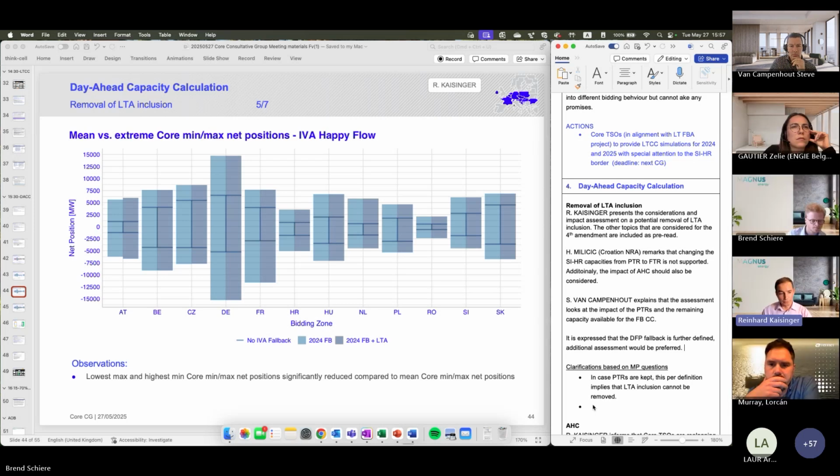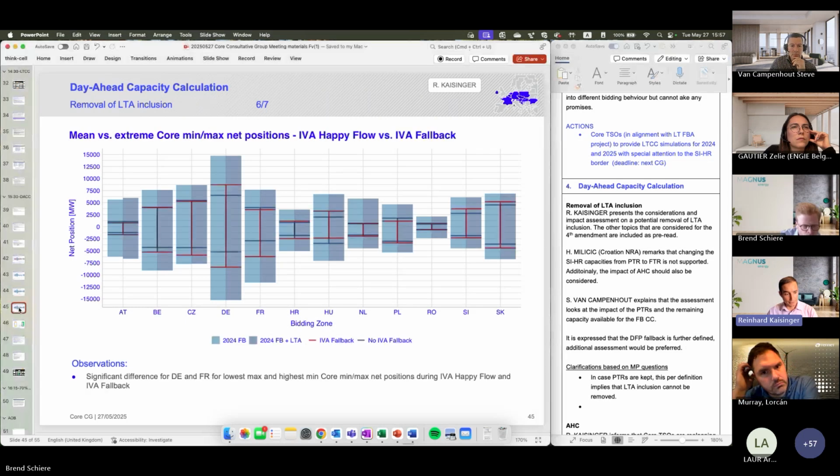Okay, and if we then move to the next slide, we add another layer to this. And now those red whiskers give us the highest min and the lowest max net position in case of IVA fallback. So when at least one TSO applied IVA fallback, and we see here the larger discrepancies for Germany and France, to a lesser extent Hungary, Poland, Slovakia, and also Belgium, and then to an even lesser extent the other bidding zones.